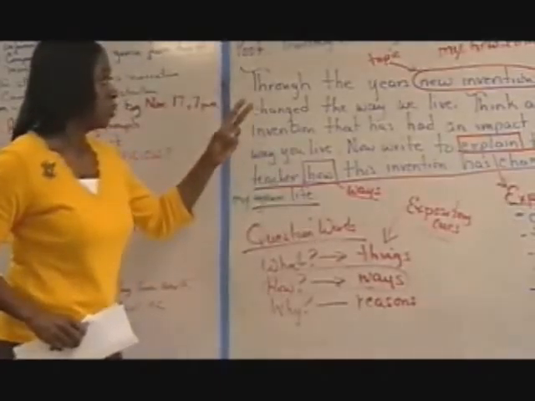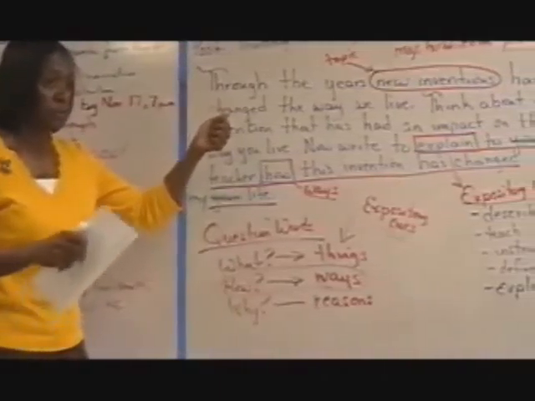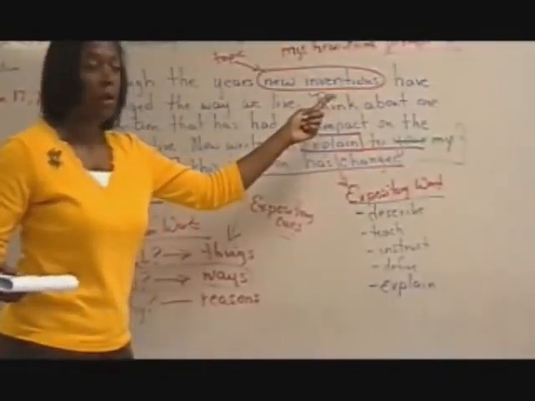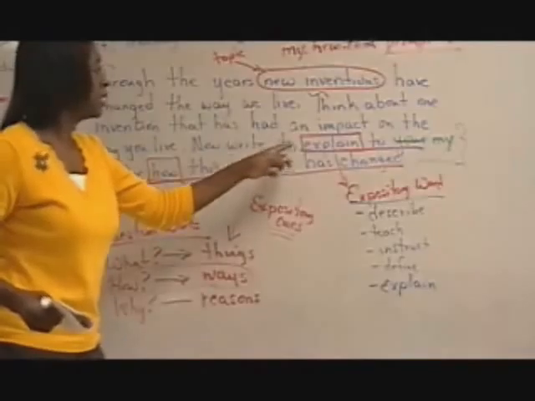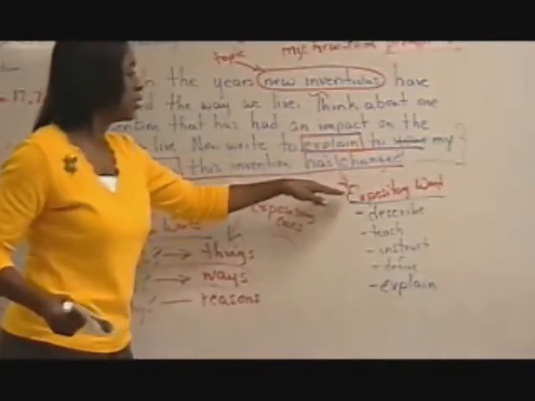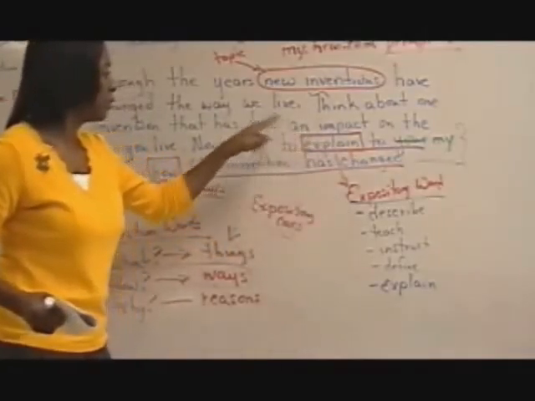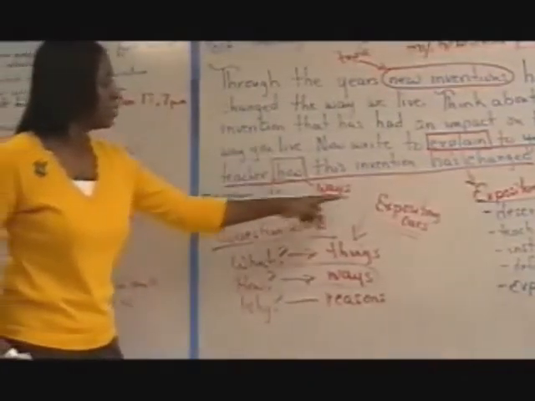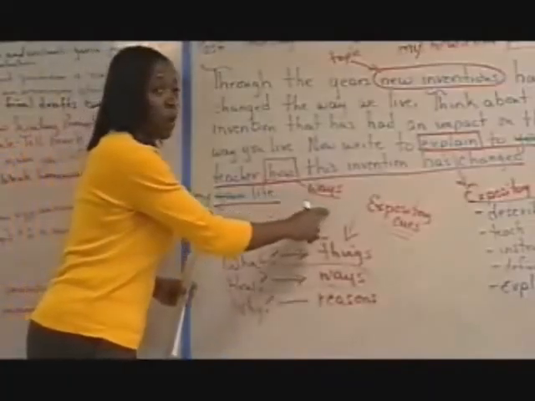So the first thing you do is what? Circle the topic. So we circle the topic, and what is our topic? New inventions. Okay. The next thing I asked you to do was to place a rectangle around words that let you know that this is an expository prompt. Check, we've done that. We have our question word, which is how. Check, we've done that. And then your cues. You're going to write about ways.